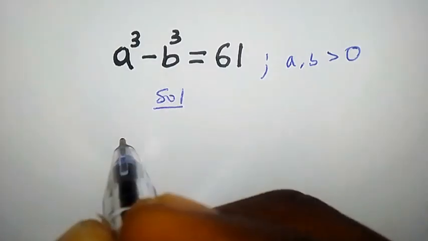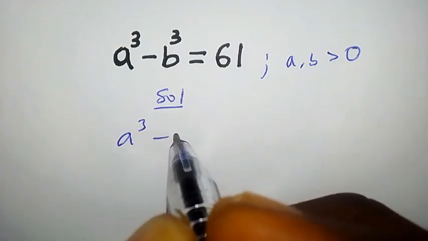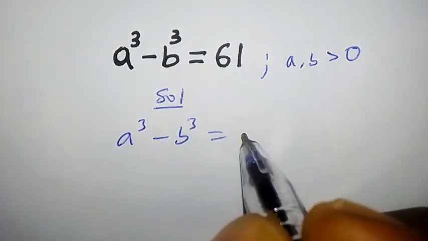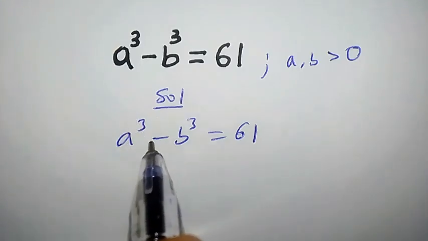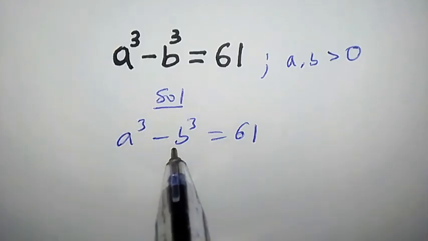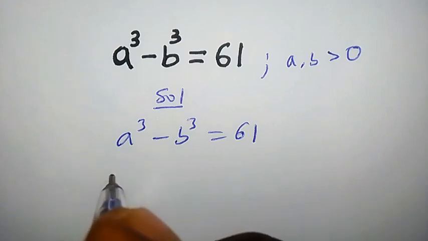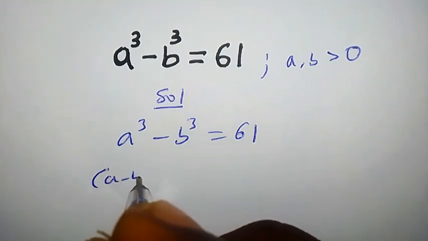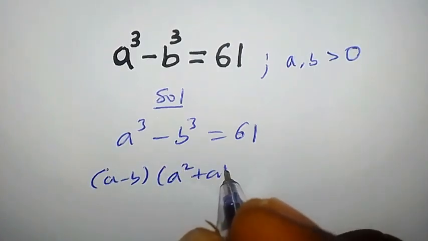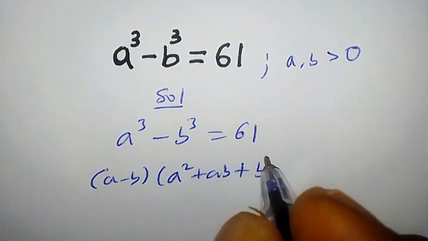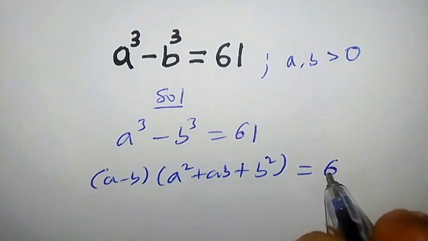Solution. We have a to the power of 3 minus b to the power of 3 equal to 61. The key to solving this algebraic question is to try to re-express this left-hand side, which is a to the power of 3 minus b to the power of 3. We can rewrite it as a minus b times a to the power of 2 plus ab plus b to the power of 2 equal to 61.